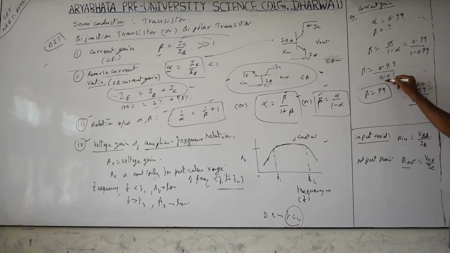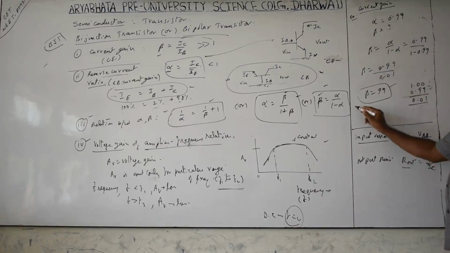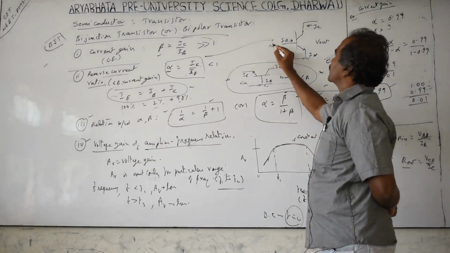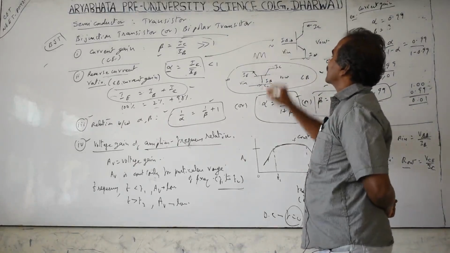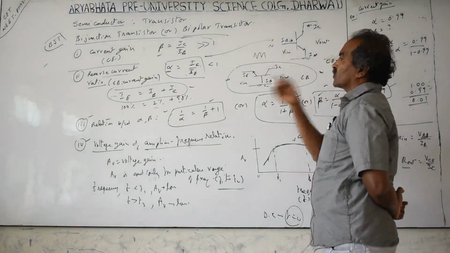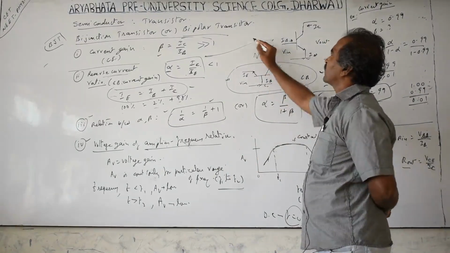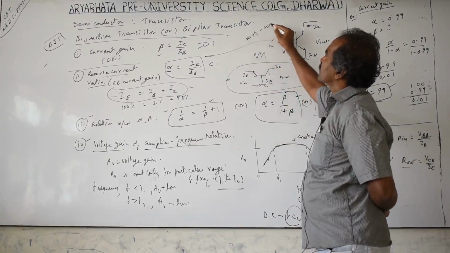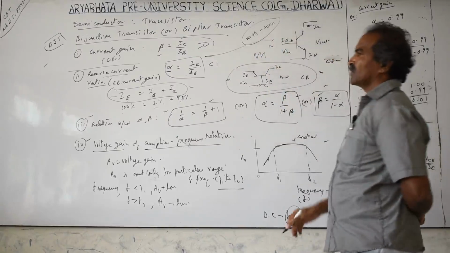Next, input resistance is input voltage by input current, VBE by IB. Output resistance is output voltage VCE by output current IC. Ohms only we can take. The reverse of this, if you take it as conductance, you have to use mhos or siemens. That will not be asked for you anyway.